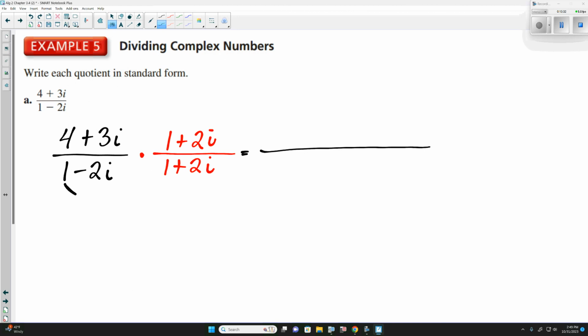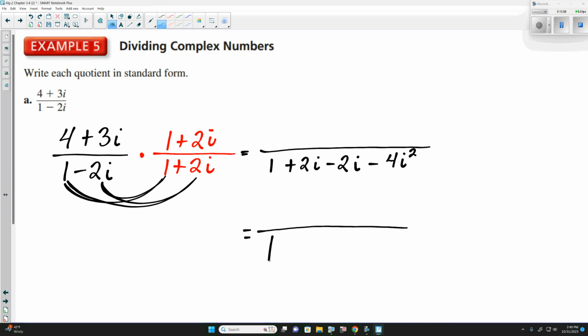Now, if we distribute the denominator, 1 times 1 would be 1. 1 times positive 2i would be plus 2i. Negative 2i times 1 would be negative 2i. And lastly, negative 2i times 2i is negative 4i squared. Not a whole lot. Because really, if we simplify the denominator, we have 1. What's 2i minus 2i? What is i squared? Negative 1. So that's all we have in the denominator.